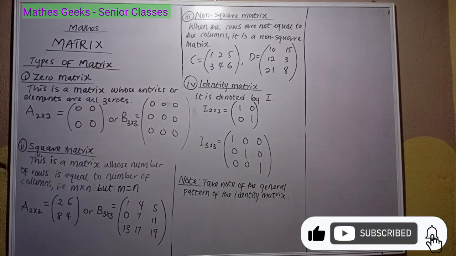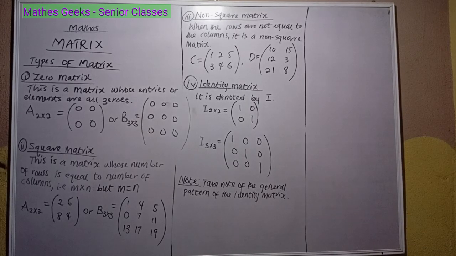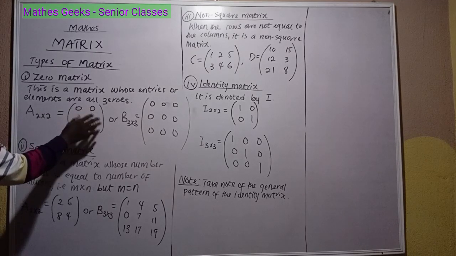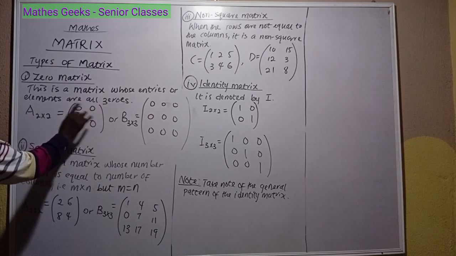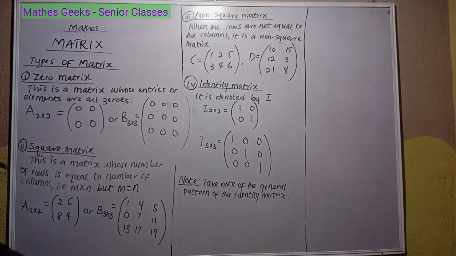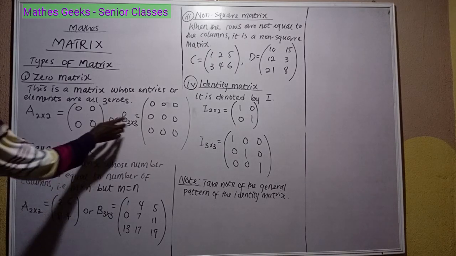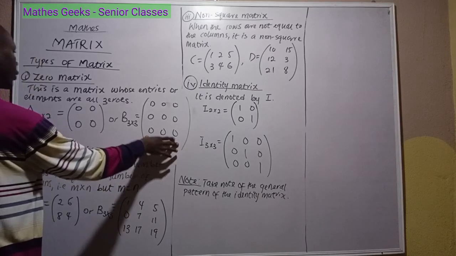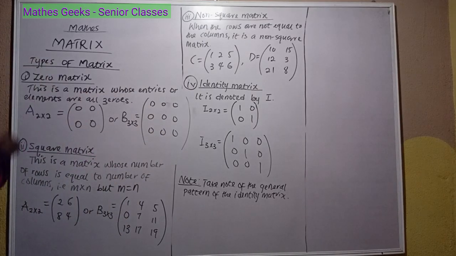Types of matrix. Number 1, zero matrix. A zero matrix is a matrix whose entries or elements are all zeros. So look at this 2 by 2 matrix: the entries or elements are all zeros, the rows are zeros, the columns are zeros. And in this 3 by 3 matrix, all the entries or elements are zero. So this matrix is known as the zero matrix.